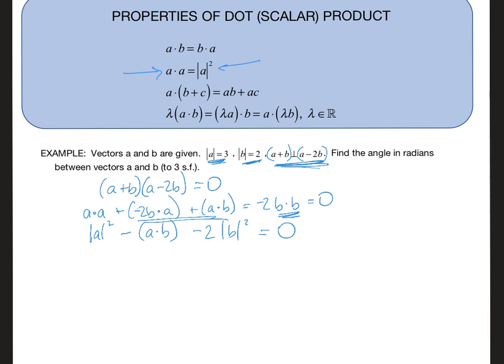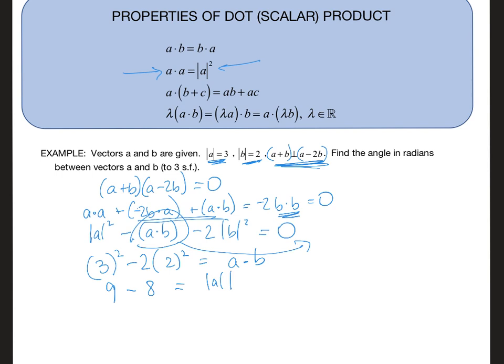I am going to move this to the other side of the equation, and at the same time, I'm going to plug in some numbers for the magnitude of A and the magnitude of B. So I'm going to have 3 squared minus 2 times 2 squared, and on the other side, A dot B. Let me simplify a little bit. This is 9 minus 8 equal to, now A dot B is actually the magnitude of A, magnitude of B, cosine of theta. So let me divide both sides.